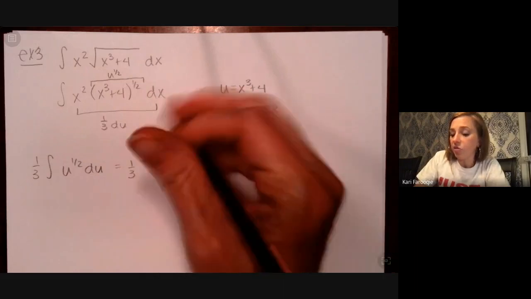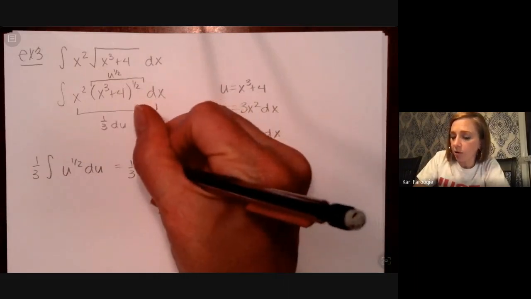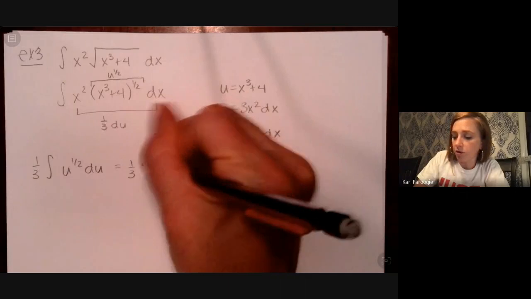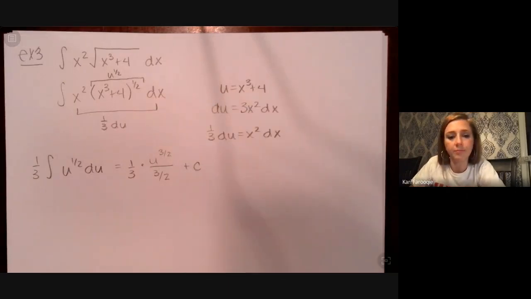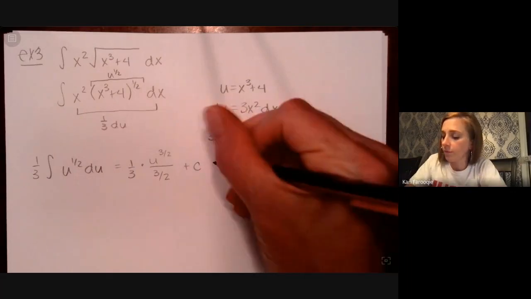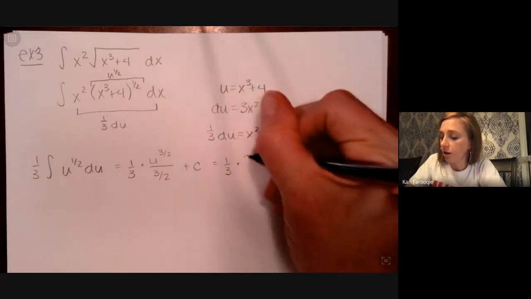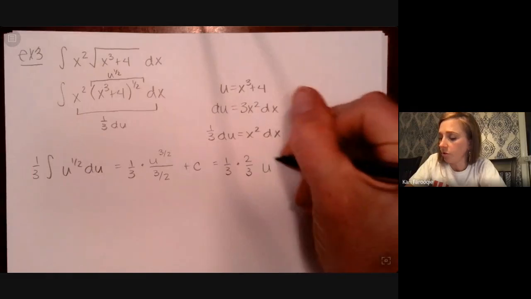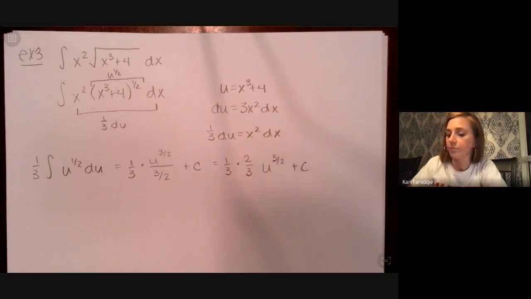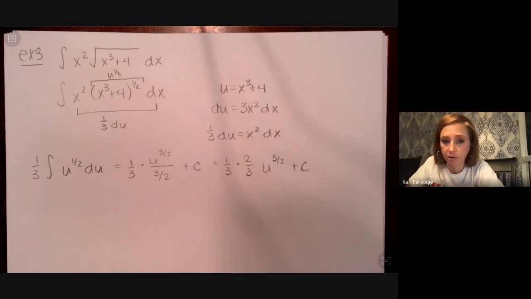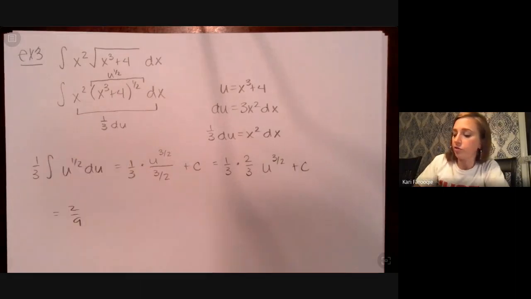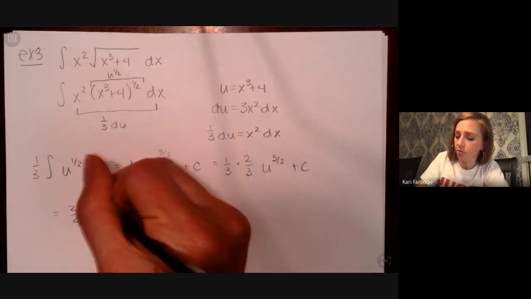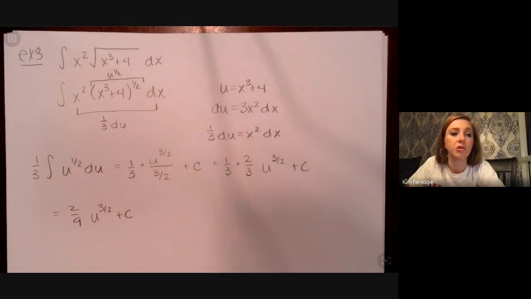All right, increase the exponent by 1 and divide by the new power. So u to the 3/2 divided by 3/2 plus c. Dividing by 3/2 is like multiplying by 2/3. So be careful here not to just automatically cancel the 3's, because you actually can't cancel them in this instance. And you've got 2/9 u to the 3/2 plus c.